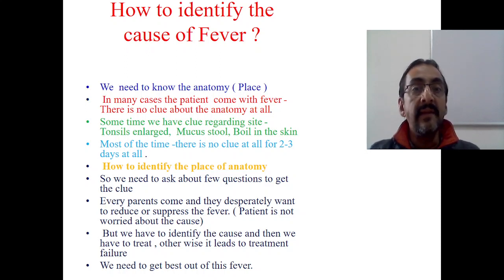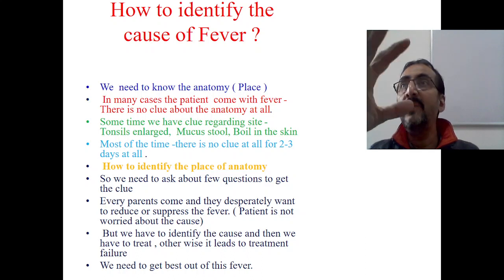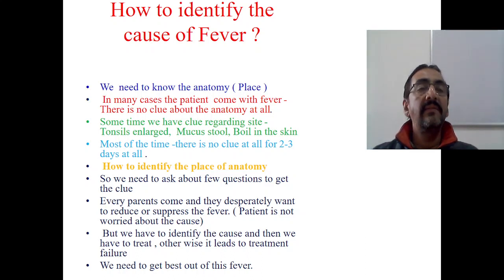In many cases, the patient comes with fever, but there is no clue about the anatomy at all. Many times it happens, isn't it? The child is having fever, all over the body there is feverishness, but there is no clue from the body at all about which place it originated from, whether it is the oral area, tonsil area, pharynx area, or urinary tract or GIT. There are no other symptoms. Simply fever is there. That means we are not able to identify the anatomy there.